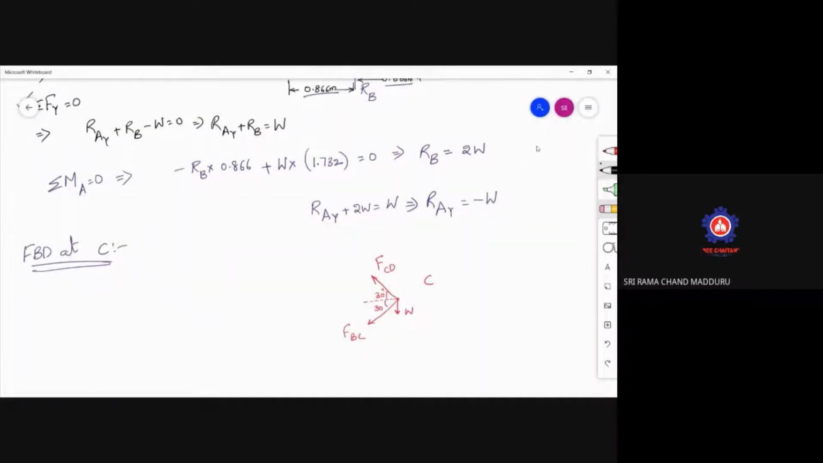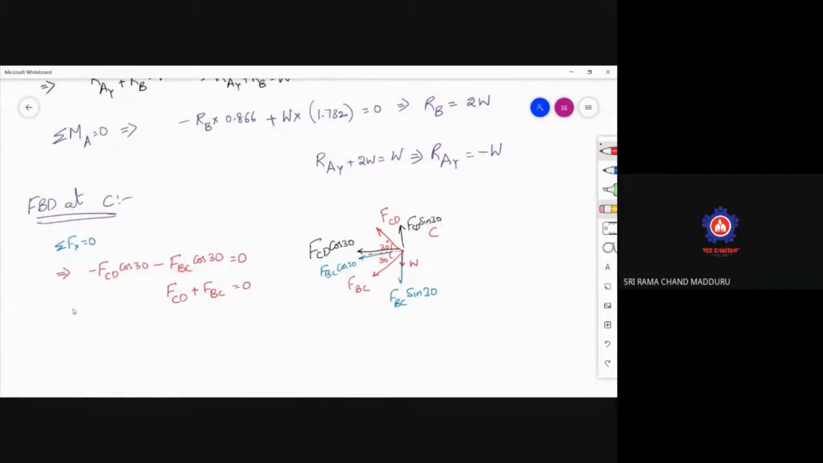Now, resolve them along x-axis as well as along y-axis. So this FCD is FCD cos 30, FCD sin 30, while for FBC, this is FBC cos 30, FBC sin 30. Now write down sigma Fx equal to 0. That implies minus FCD cos 30 minus FBC cos 30 equal to 0. So minus cos 30 can be taken as common, and 0 by cos 30 is 0 only. So this is FCD plus FBC equal to 0.